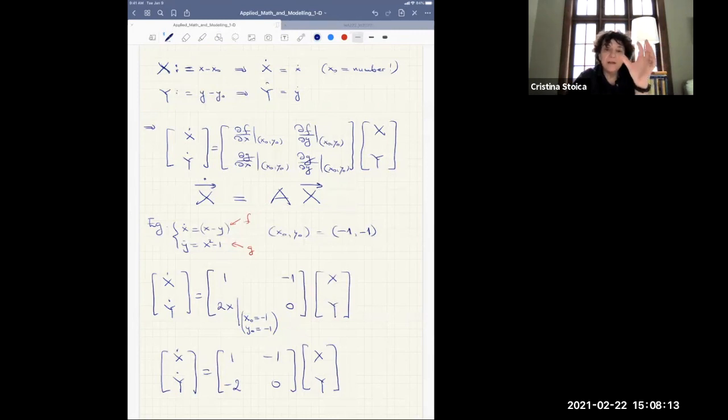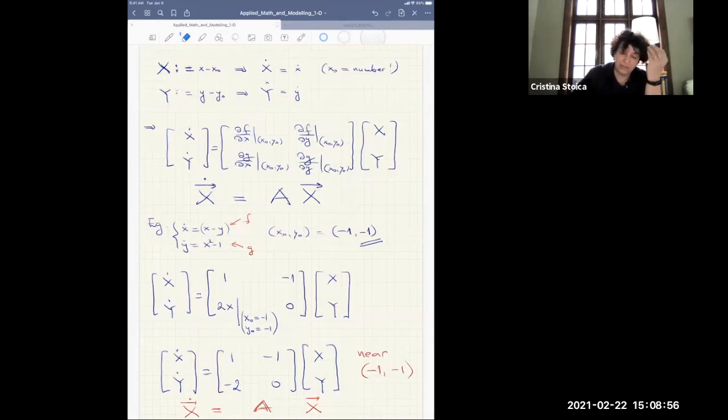So near this equilibrium, which in this case is -1, 1, or in the theory world would be x naught, y naught, we can approximate the ODE that is given, that system, with something that is linear, with a linear system. So we end up with something that looks like x dot equals Ax. But this is true only near, in this case, -1, 1. Near there.